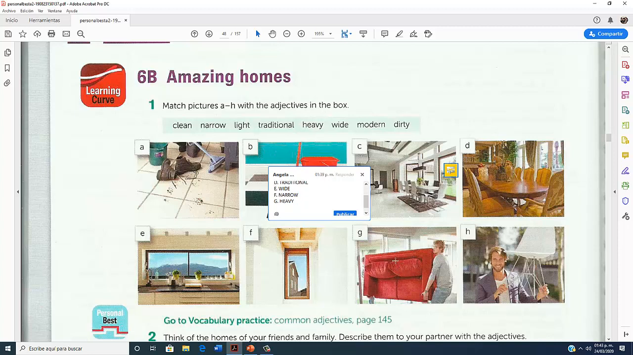And the last one, letter H. Yes, in this case, it is light. Light, which is the opposite of heavy.